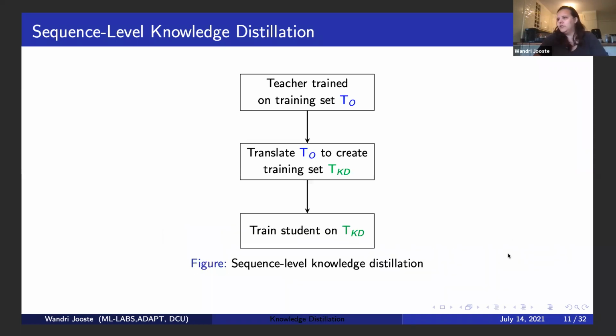So just an overview of what sequence level knowledge distillation looks like: you train a teacher on, say, an original training set. Then you translate this original training set to create your new, knowledge distilled training set. And then you use that distilled knowledge training set to train your student on.